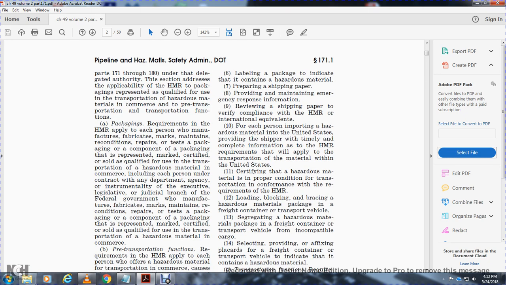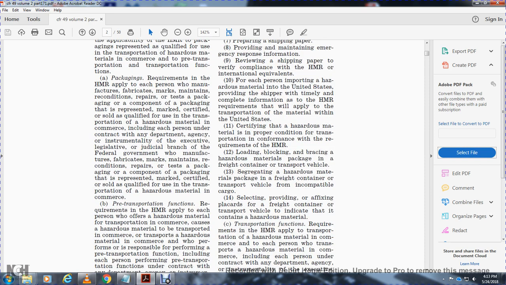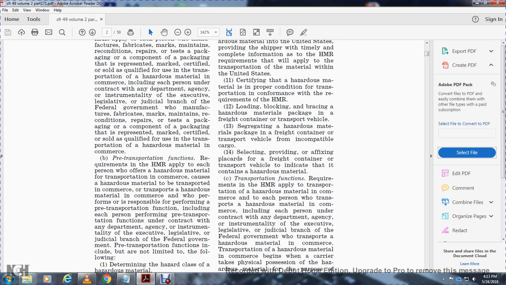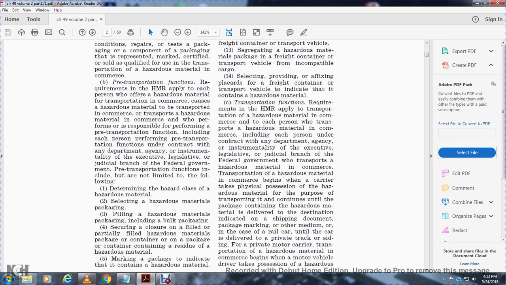Certifying the hazardous material is in proper condition for transportation in conformance with the requirements of the Hazardous Materials Regulations. Loading, blocking, and bracing the hazardous material in the freight container or transportation vehicle. Segregating a hazardous material package in the freight container or transportation vehicle from incompatible cargo. Selecting and providing a fixing placard for the freight container or transportation vehicle.